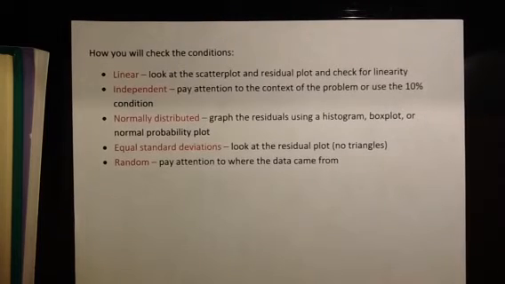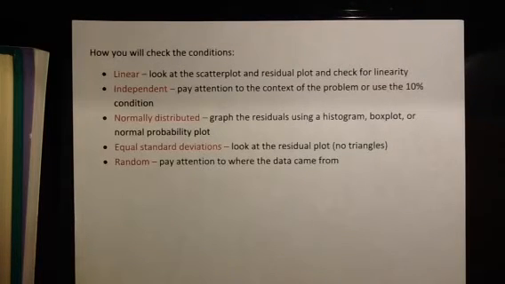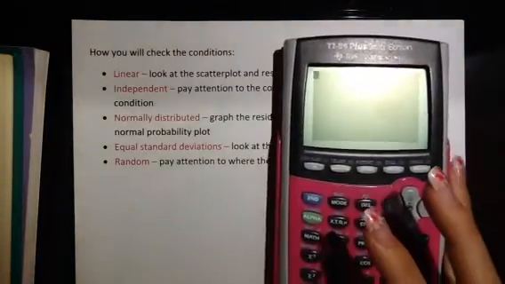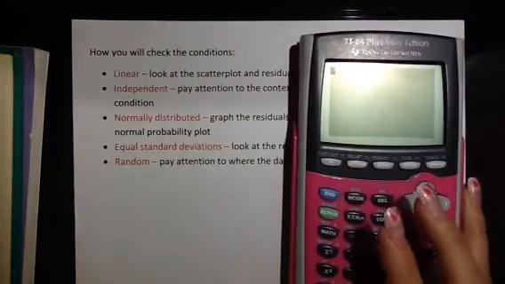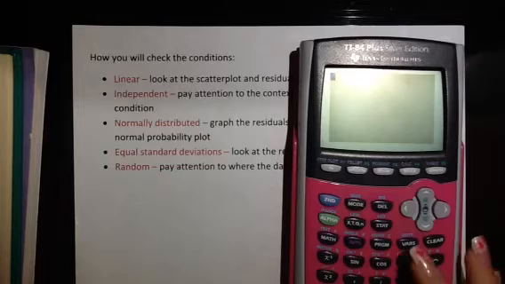So for the linear condition, you're going to look at the scatter plot and the residual plot and check for linearity. This is exactly as you did before when we did regression. So to show you a quick example as I work through these, I put some data into my calculator, nothing fancy, just stuff that I made up.